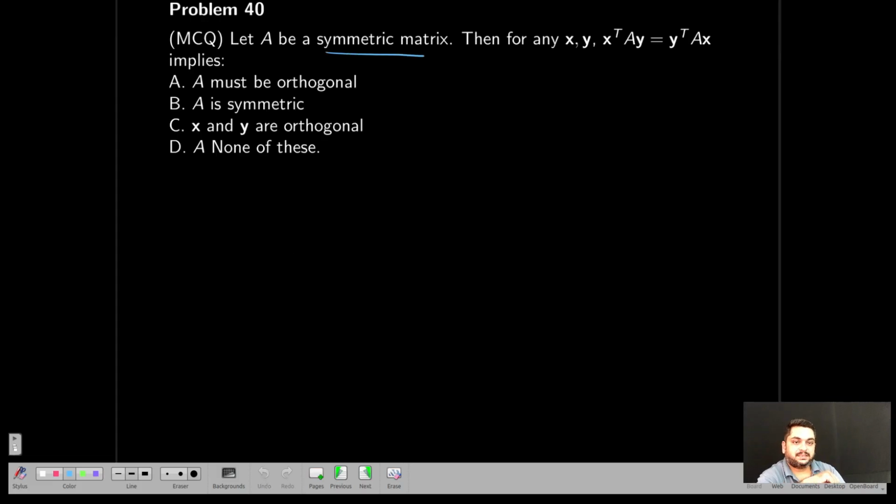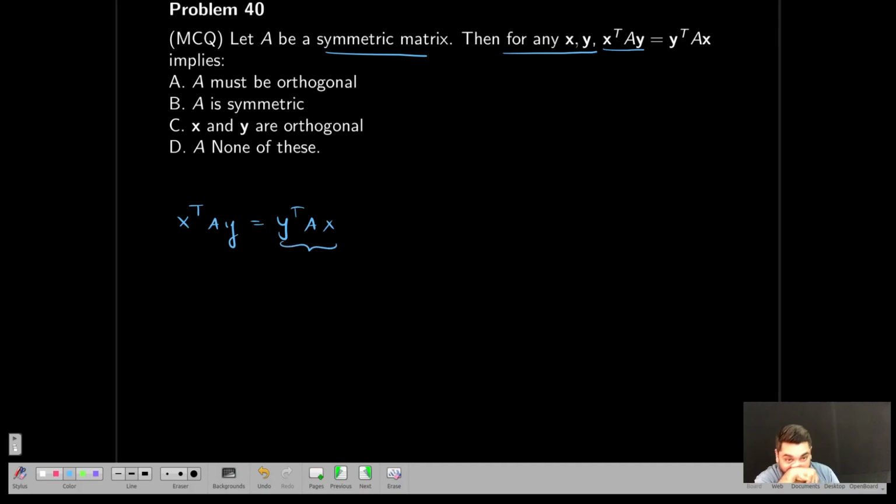Let A be a symmetric matrix. Then for any x, y, x transpose A y equal to y transpose A x implies what? Okay, so let us check this. x transpose A y is equal to y transpose A x. This is what is given.